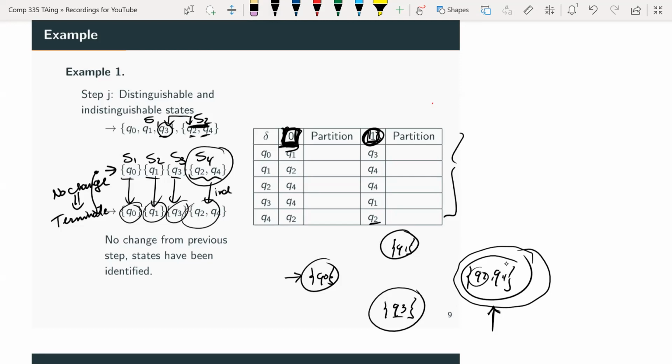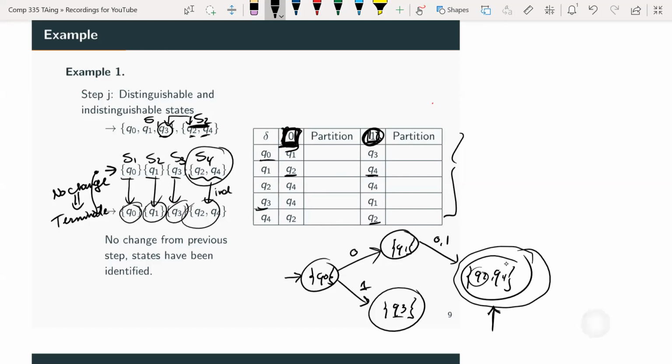So what do I mean by that? Well, when Q0 sees a 0, it's going to go to Q1, or partition Q1. When it sees a 1, it goes to Q3. Then for Q1, when it sees a 0, it goes to Q2, and when it sees a 1, it goes to Q4. But Q2 and Q4 are part of the same state. So we can just say that for 0 and 1, Q1 goes to the same state, Q2, Q4. Then for Q3, when Q3 sees a 0, it goes to Q4.